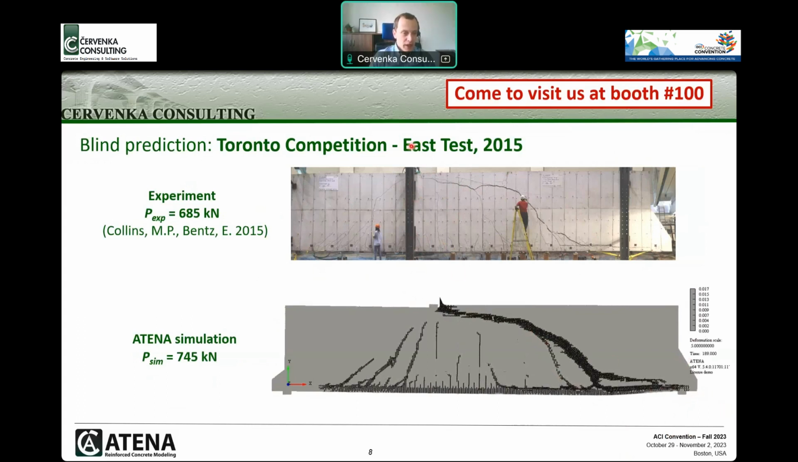In the actual experiment, after the failure was obtained on this right side, they constrained the beam and continued with the loading on the left side to also obtain failure there. Therefore, with one experimental sample, they managed to obtain 2 experimental results. And this was also simulated in the numerical prediction, and because our prediction on both sides was very close to the experimental results, and also the crack pattern matched the experiment well, we were announced as the winners of this blind test prediction.